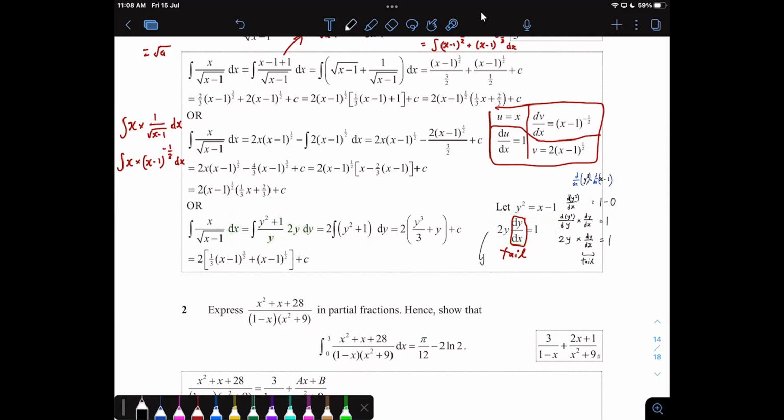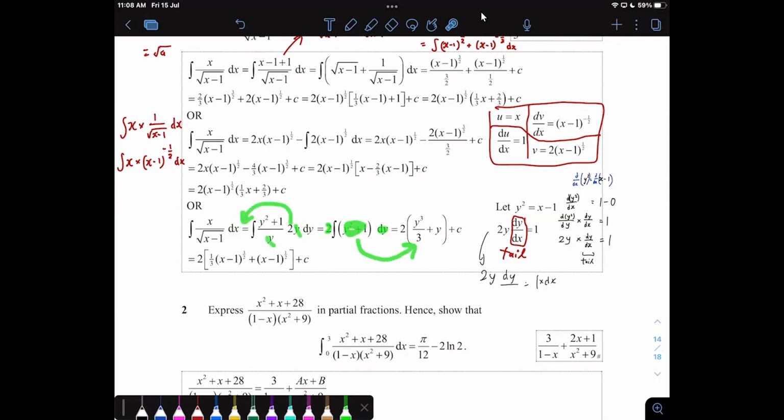Just times dx over. So 2y times dy over dx equals to 1. I can bring the dx over. Then I'll times dx. So that means 2y dy is 1 dx, which is just dx. So you can replace the dx with 2y times dy. Y will cancel off. 2 can factor out. Then you're left with 2 times the integral of y squared plus 1 bracket dy.